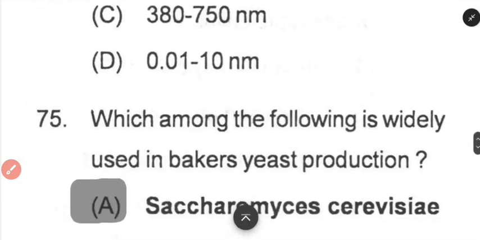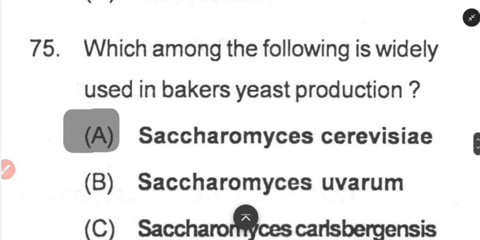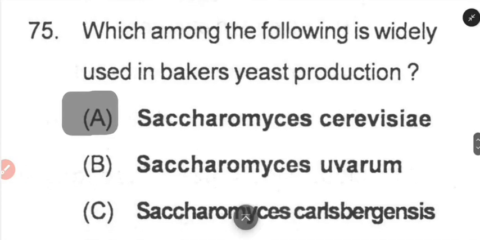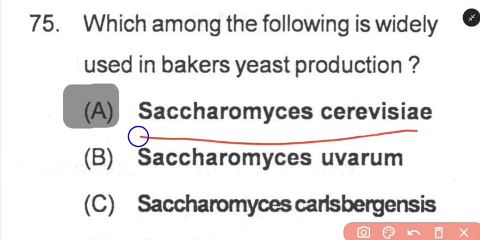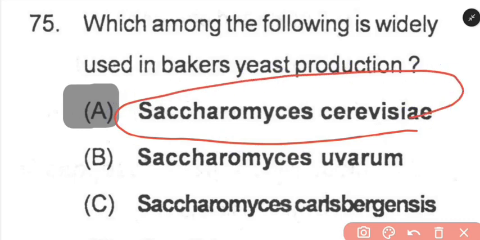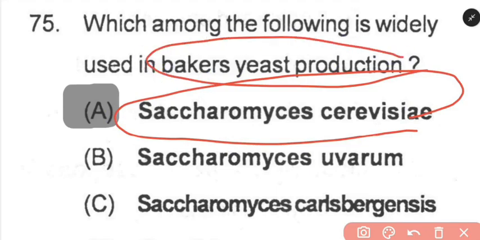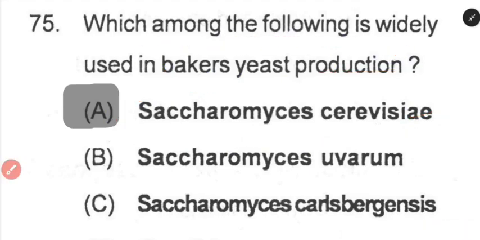Next question. Which among the following is widely used in Baker's yeast production? So, the famous Saccharomyces cerevisiae is used in Baker's yeast production.